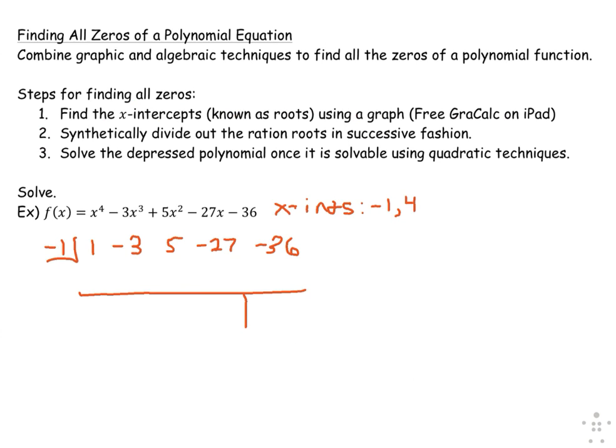Leave a little space, block off the remainder, and then you add down, adding to nothing, multiplying down and across, putting the product underneath the next coefficient, and then repeat the process. Add down, multiply down and across, and continue. Notice we get a remainder of 0. That's expected because we already said that this was a factor or a 0 of this function.